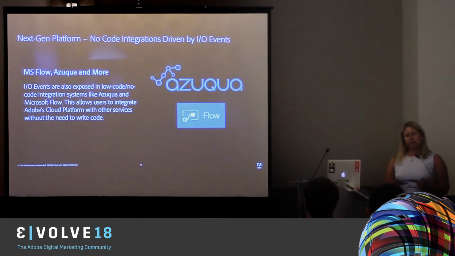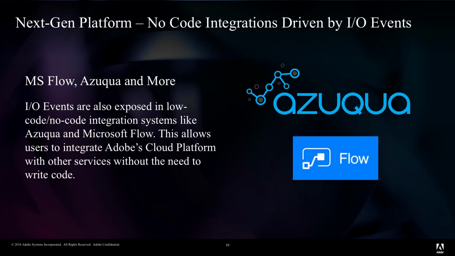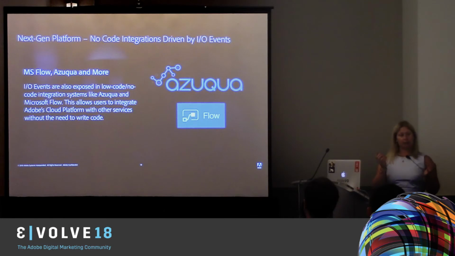Not all of you are developers, and you might still want to take advantage of those events. So if you're familiar with these no-code, low-code providers, IFTTT, Microsoft Flow, Zapier, another one of the companies here is Azuqua. They allow you to basically build orchestration workflows without having to write code. So you can pull in I/O Events, AEM events, analytics triggers, and then it's like a drag and drop workflow where you can connect it to Slack, to Trello, to a whole number of third-party applications. So it's like a no-code implementation of I/O Events.